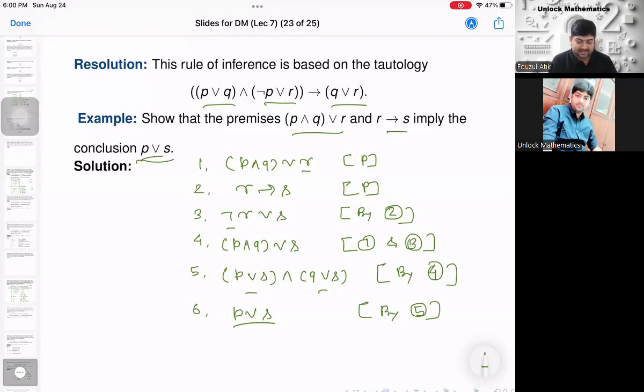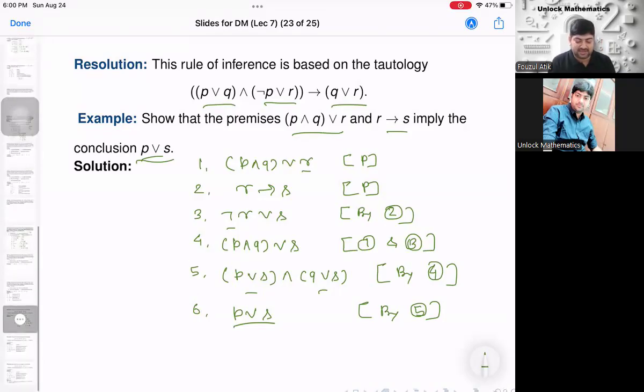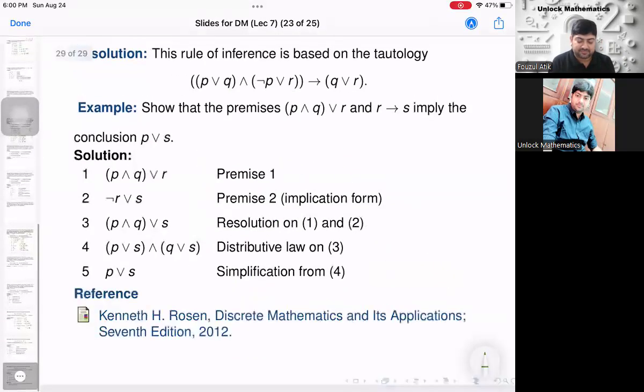Easy, right? So with this, I am done with this lecture. This is how you can solve that. You can show that the argument form is valid. So this is the rules of inference and their applications.